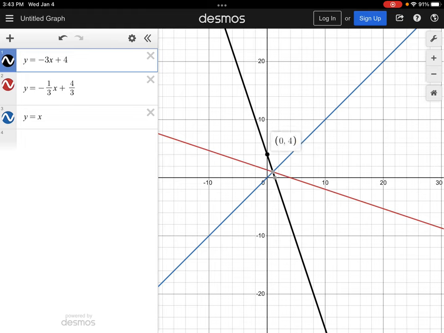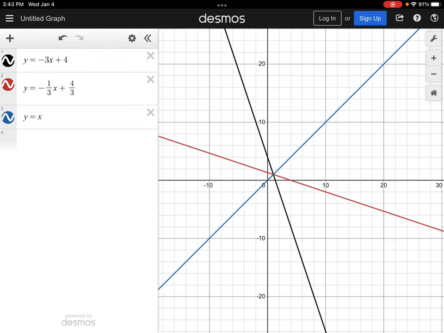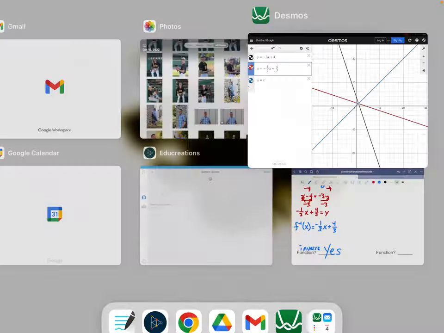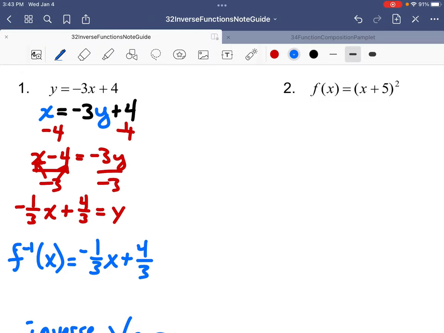What's so special about those two points? They're switched, right? (0, 4) switched to be (4, 0). And we can actually find this is true for other points, just so you can see one more point. (-2, 10) on the dark graph, the black graph, switches to be (10, -2). Okay, so anyway, that is a good sign that my answer is right.